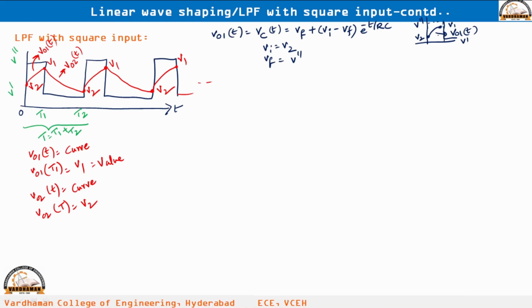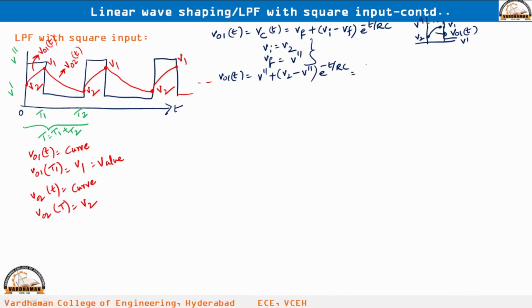But the curve starts at V2. So initial value is V2. You need to understand these two carefully. Then you can substitute in the equation. So V01 of t is equal to V final, V double dash, plus V initial, V2, minus V final, V double dash, multiplied with e power minus t by RC. If you understand this one, we can proceed.